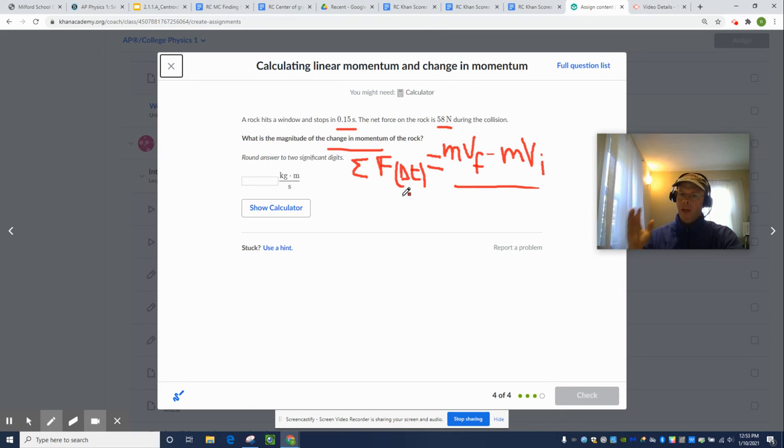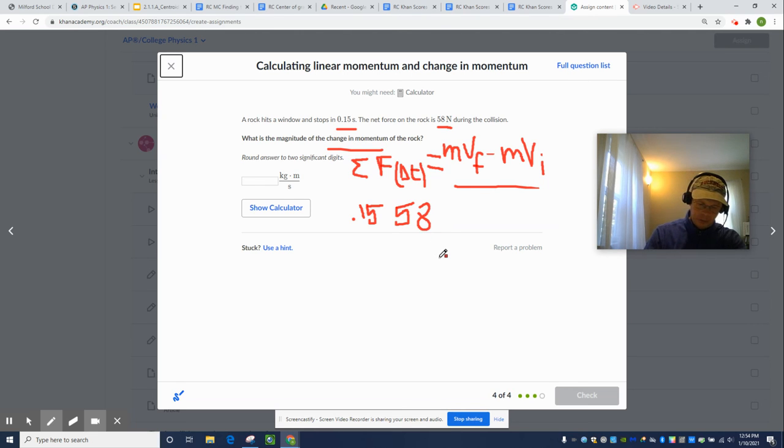So a Newton applied over a second will cause 1 kilogram to change its motion by 1 meter per second. That's another way to look at it. All right, so we simply substitute in, not 0.015, but 0.15. So 15 hundredths of a second is the elapsed time, and we have 58 newtons.